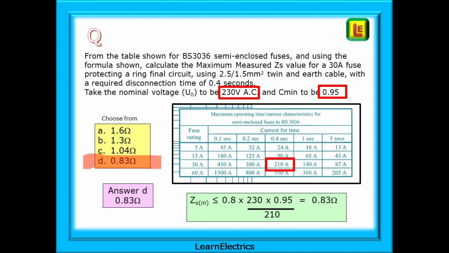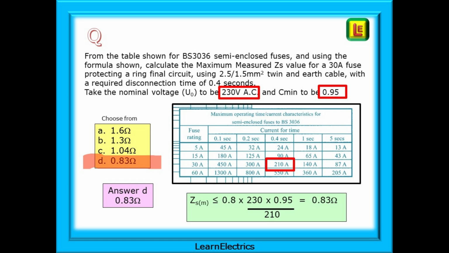All the information that we need is there. From the question, we have 230 volts and 0.95. From the table, we should have found 210 amps. Putting all these together, we have a result for ZSM. ZSM is 0.83 ohms, and you should have chosen answer D. If I measure this circuit on site and it is less than 0.83 ohms, then I'm a happy chappy.